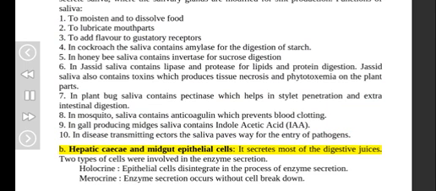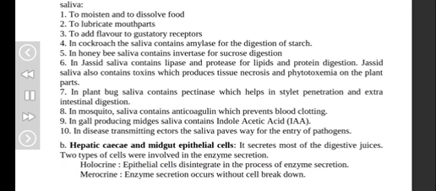B. Hepatic caeca and midgut epithelial cells. They secrete most of the digestive juices. 2 types of cells are involved in enzyme secretion. Holocrine: epithelial cells disintegrate in the process of enzyme secretion. Merocrine: enzyme secretion occurs without cell breakdown. Digestive enzymes. Insect group, enzyme, substrate.